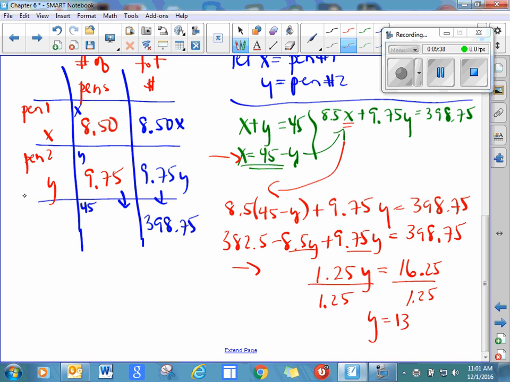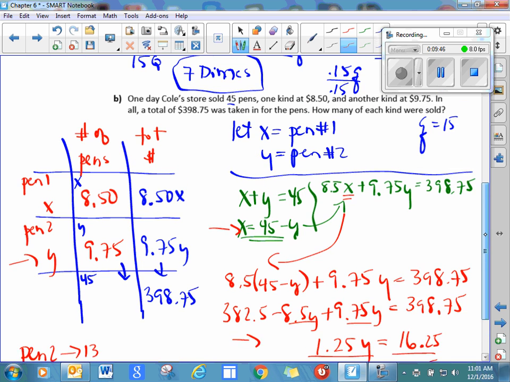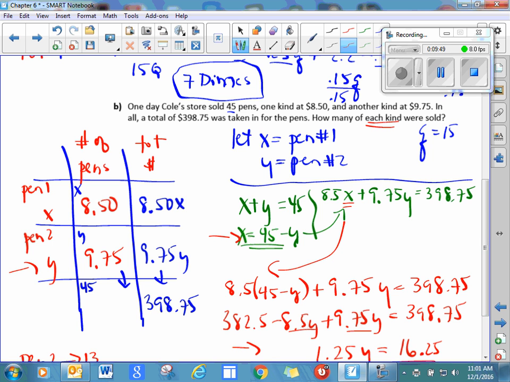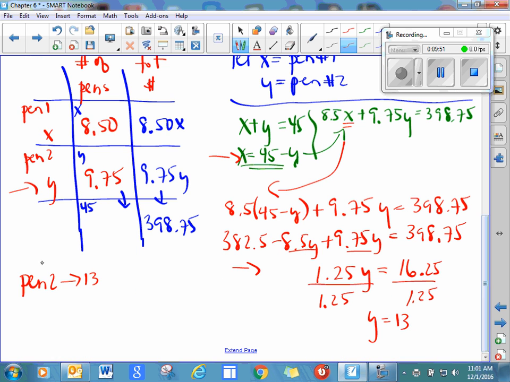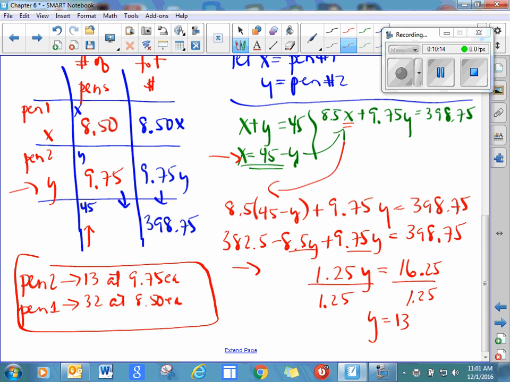Going back to the original problem, I have figured out that pen number 2, there are 13 of them. Is that what they're asking me for? How many of each kind? So that's good. I can answer both of those. Pen number 2, 13 at 9.75 each. And pen number 1, we have 42 to make the 45 total, and they were at $8.50 each. And your answer would look like this. Boxing it up is nice.